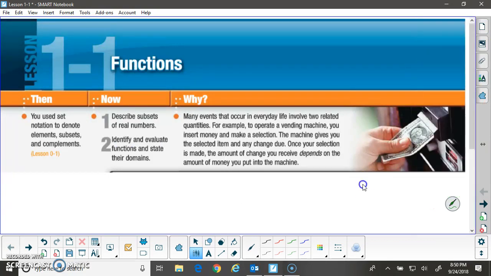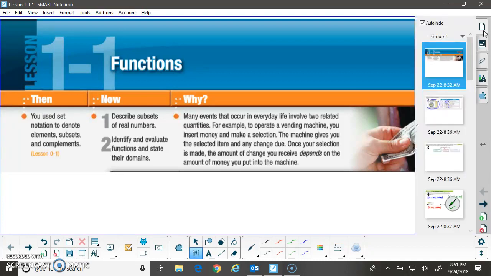If you read this with me, it says many events that occur in everyday life involve two related quantities. For example, to operate a vending machine, you insert money and make a selection. The machine gives you the selection item and any change due. Once your selection is made, the amount of change you receive depends on the amount of money you put into the machine. So that's a good example of having inputs and outputs, and that is similar to representing a function. The inputs are the different types of money that you can put into the machine. The outputs would be the different items that you can select from the vending machine.